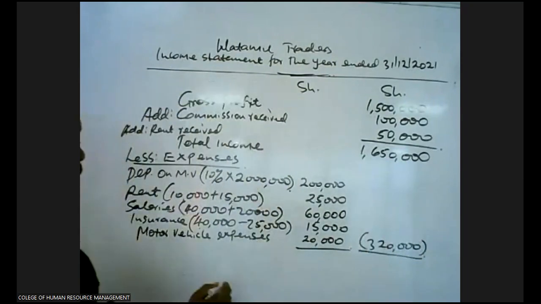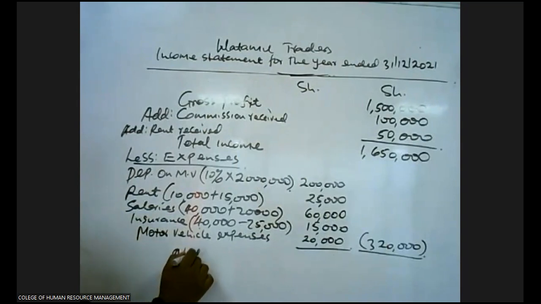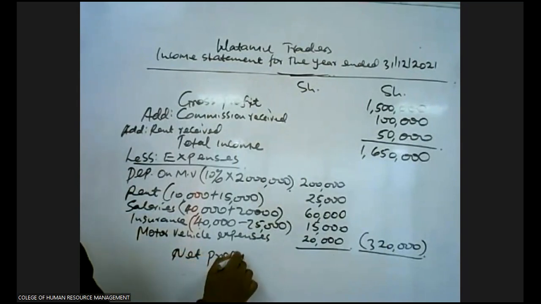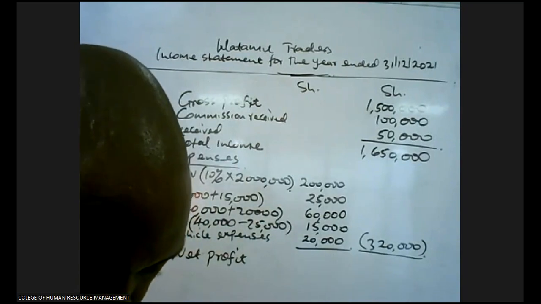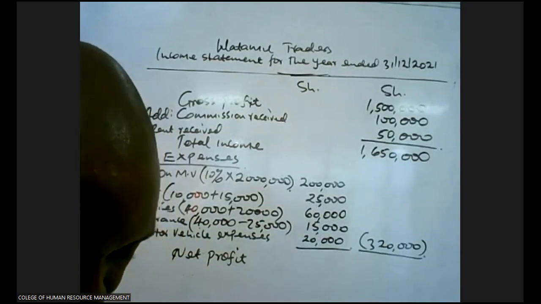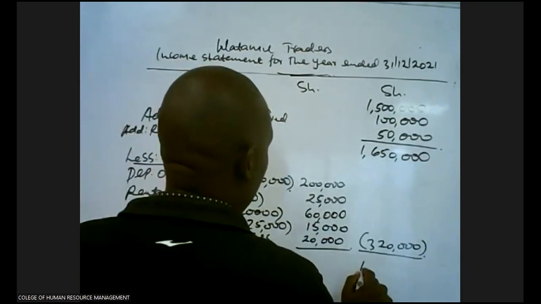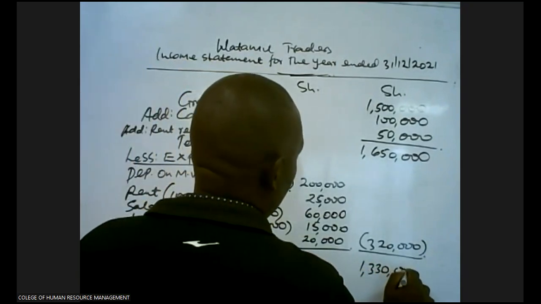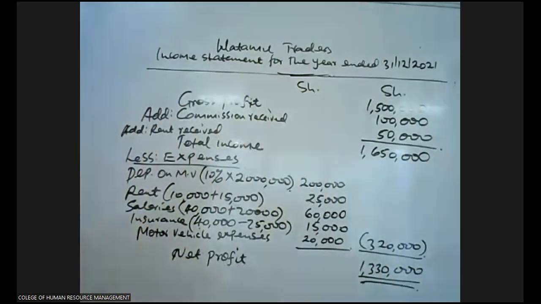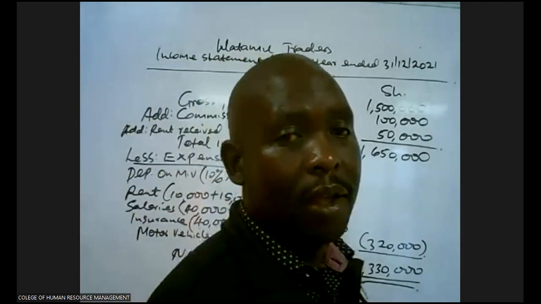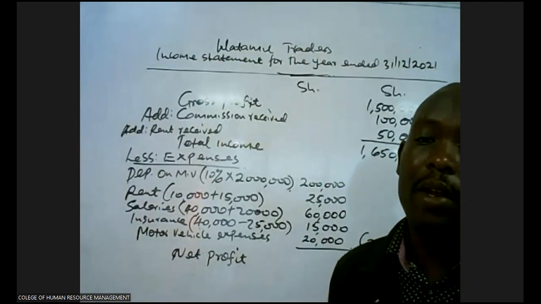Total income minus total expenses will give us 1,000,000. That is the net profit for the year, and that is what the question requires.